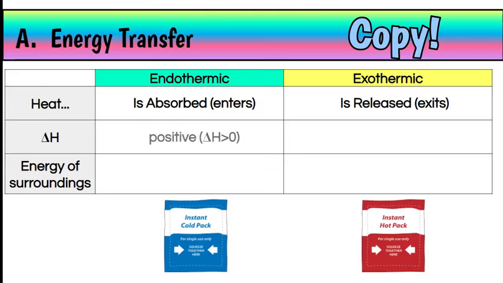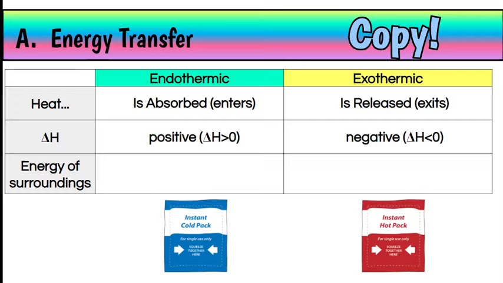For delta H, we want to have positive values for endothermic because it's increasing in heat energy. This would mean that it's greater than 0. So sometimes it's written as delta H is greater than 0 instead of saying positive. The other way would be a negative delta H for exothermic because it's releasing that energy. And so we could also say that it's less than 0.